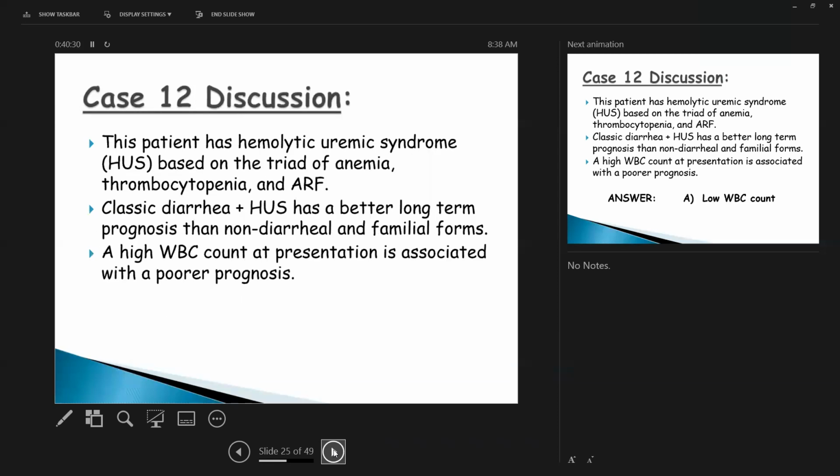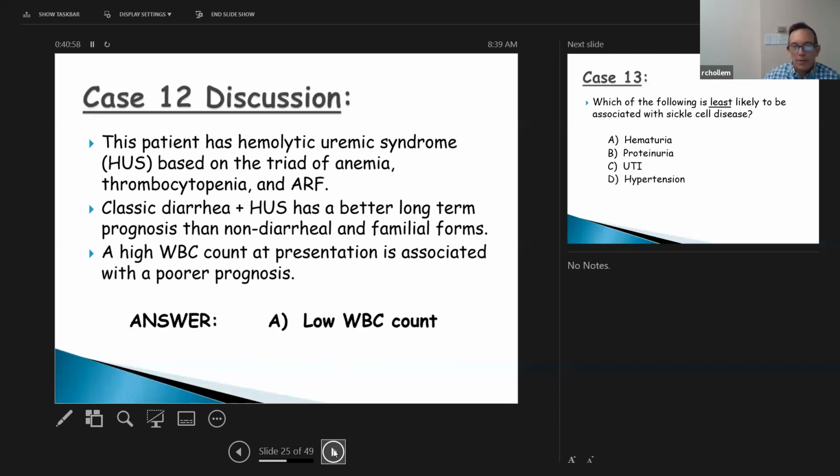So patient has HUS, classic triad of renal failure, anemia, thrombocytopenia. And if you have enough proteinuria and have a low albumin, you're going to have edema. Okay. Classic diarrhea positive HUS has a better long-term prognosis than the non-diarrheal forms. And it's a high white count that's associated with the poor course or prognosis. Sometimes they'll come in with just huge white counts. So the answer is A.